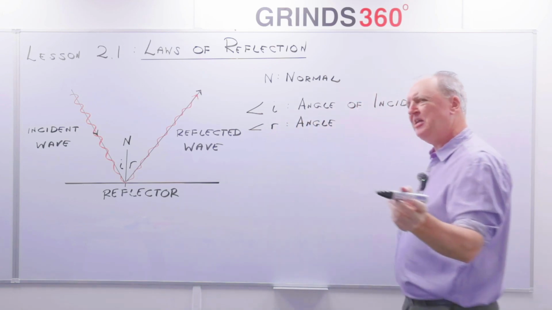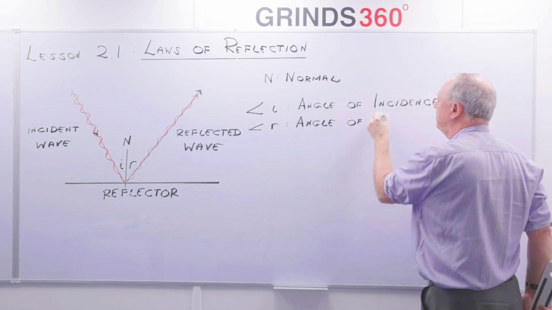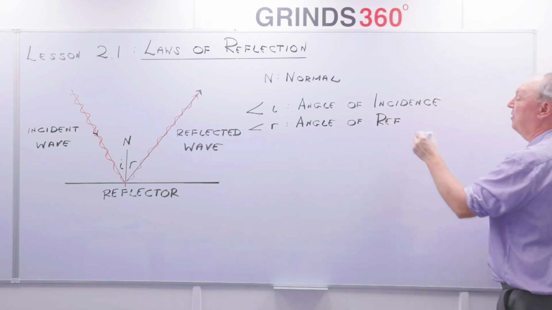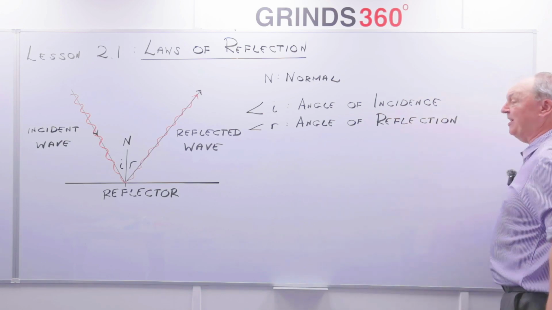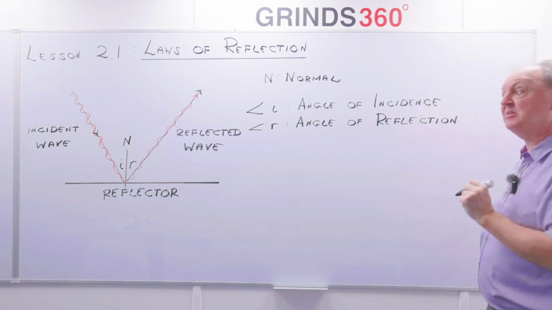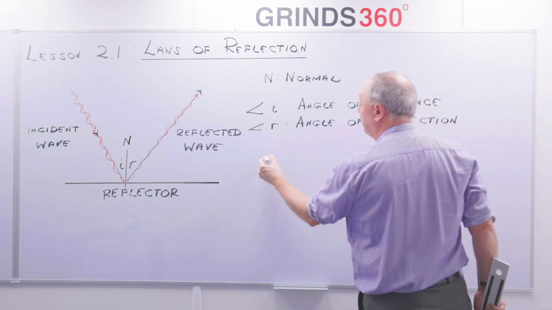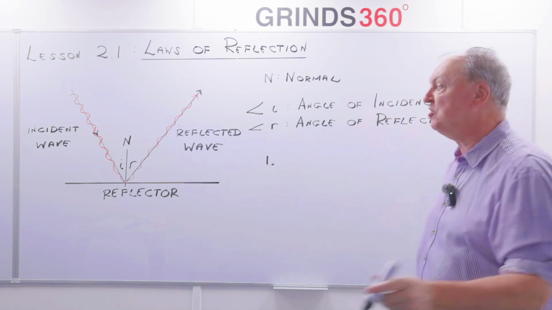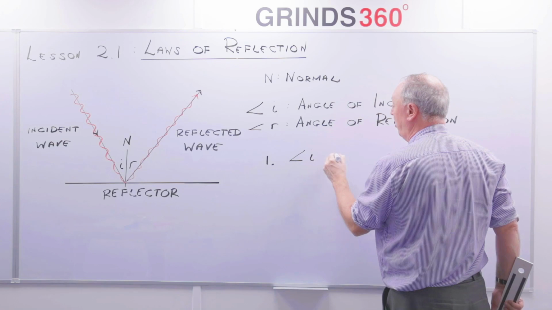Now, is there some kind of relationship between the angle of incidence and the angle of reflection? Well, common sense will tell you that they're equal. This has also been proved by experiment. So I can say that the angle of incidence is equal to the angle of reflection, and that's actually the first law of reflection. There's actually 2 parts to the laws of reflection. The first part is the angle i is equal to the angle r.